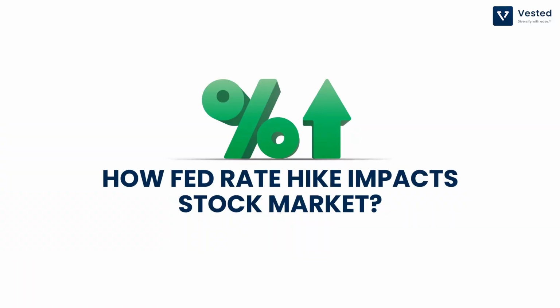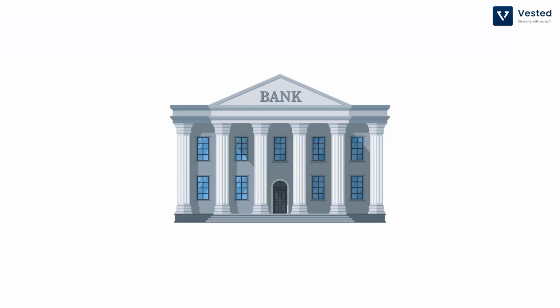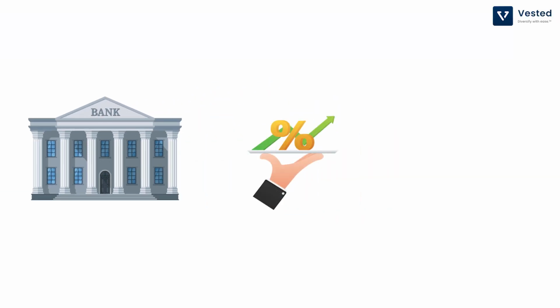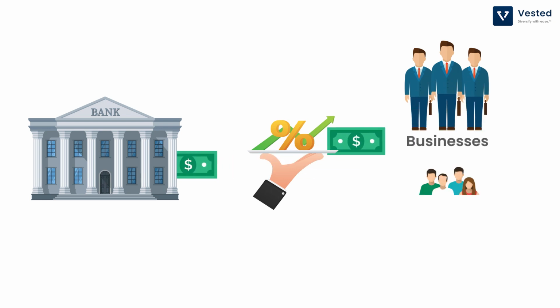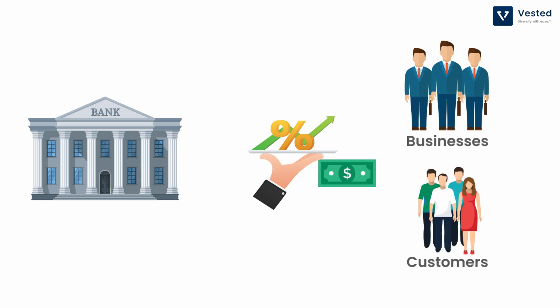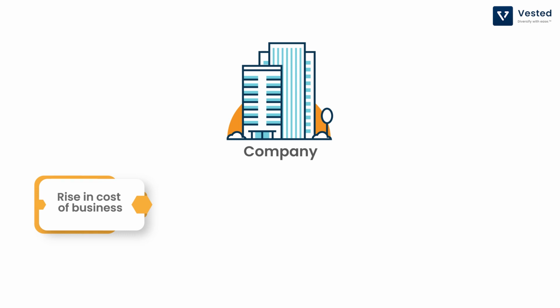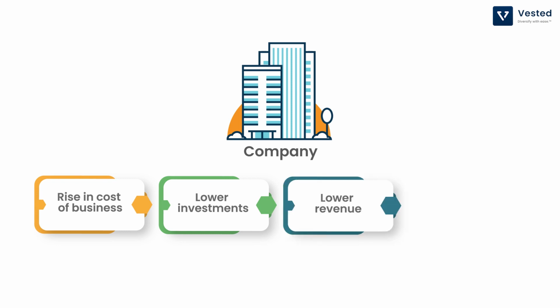Next, let's take a look at how the Fed rate hike actually impacts the stock markets. The impact might actually be adverse on the equity markets. And why is that? As we saw earlier, higher interest rates make it much more expensive for both businesses and consumers to borrow money. Now, as a business, the rise in the cost of doing business may lead businesses to lower investments and then in turn have lower revenue growth as well as lower earnings growth for all of these public companies.